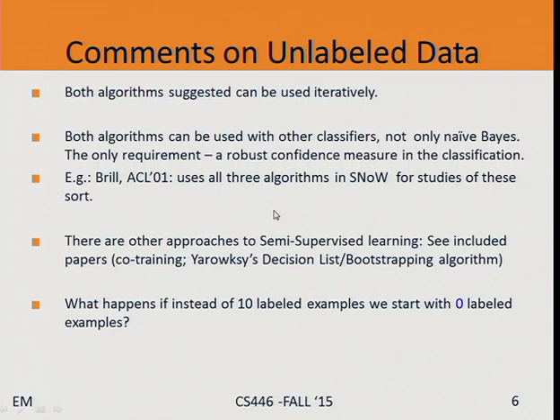What does it mean, uniform? How do I start? Okay, so when I started with 10 labels, I estimated some model, and I knew for every example that you give me, I have some probability that it's a V and some probability it's an N. And you just say, let's assume it's 0.5. I can do this. Other suggestions? Yeah?